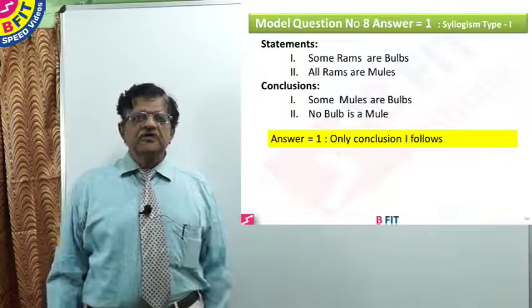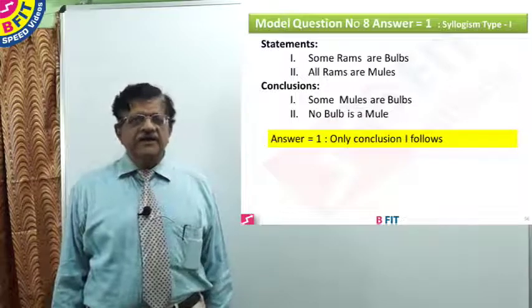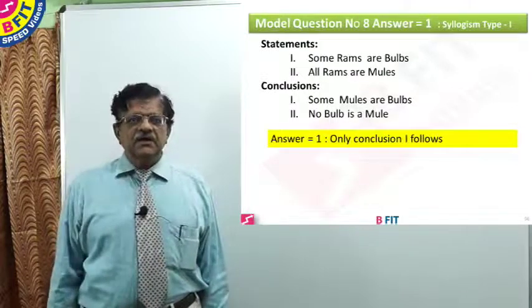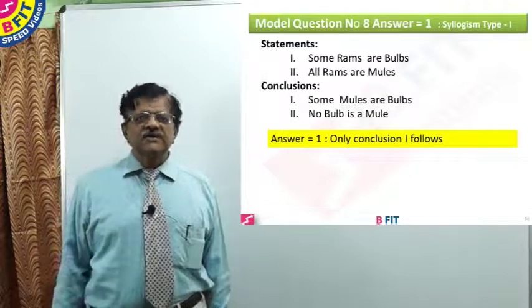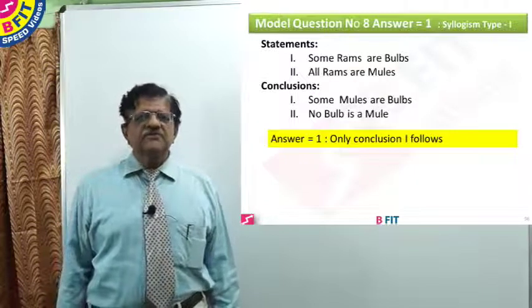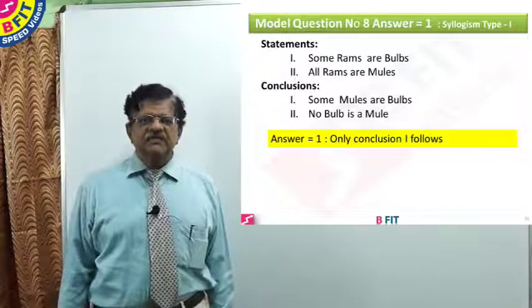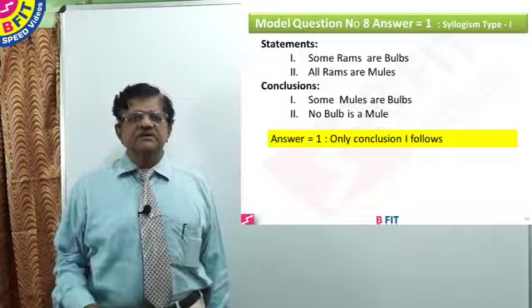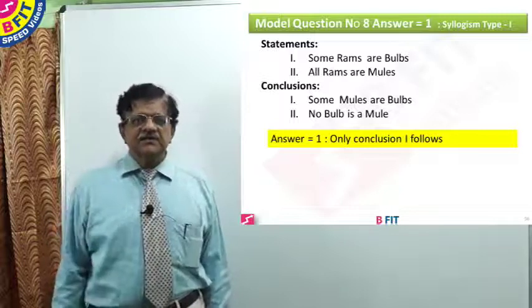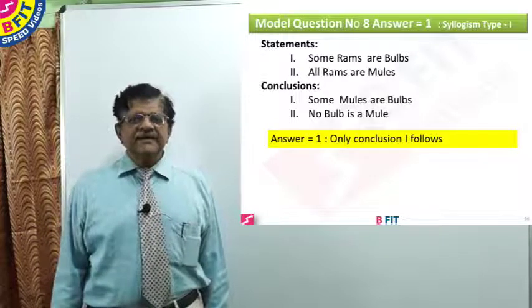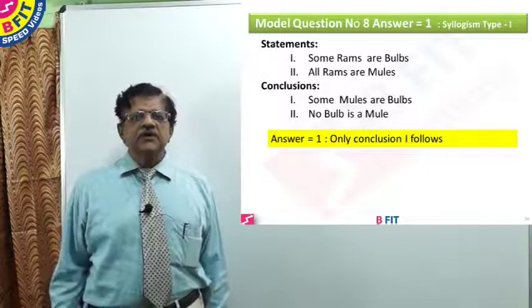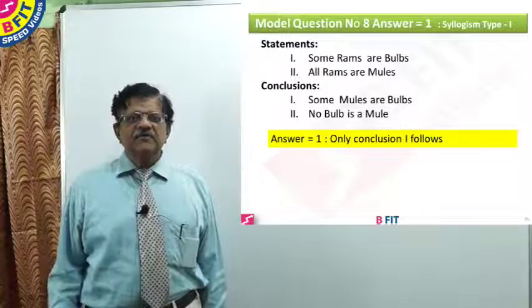Now so far we have seen syllogism type 1, in which we are drawing conclusions from two statements. Now in the next lesson, we are going to see syllogism type 2, in which we are going to draw inferences or conclusions from more than 2 statements, maybe 3 statements. So that is our next lesson. In the meanwhile, please practice and get these concepts completely understood in your mind. We will meet in the next lesson.